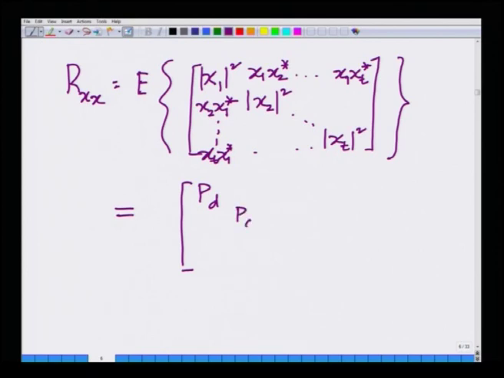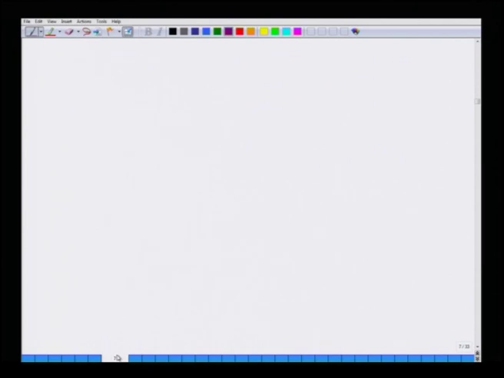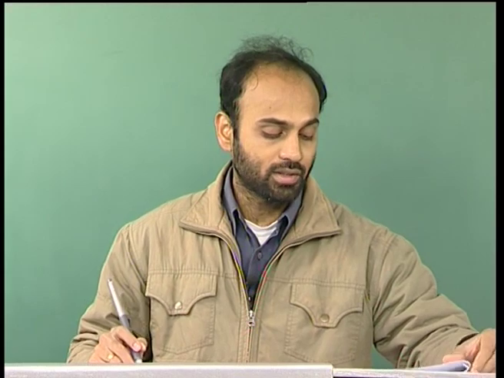This is nothing but PD, the power of each data symbol, on the diagonal, and all the off diagonal terms are 0. Which is the same way of saying this is PD times the identity matrix of dimension T. So, the transmit covariance Rxx is nothing but the transmit power times the identity matrix. That is the first thing. Now, we will use this to derive the other covariance matrices.